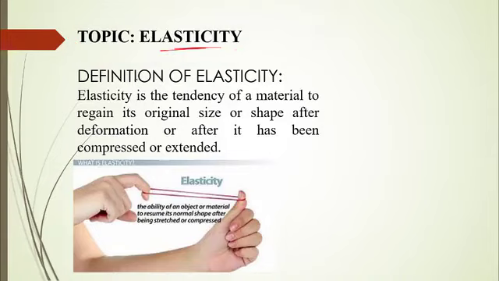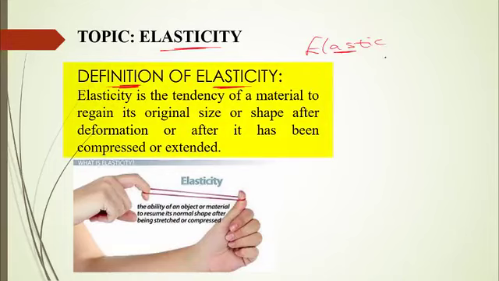Welcome back. At this point, let's look at the definition of elasticity. Of course, you know what the word elastic means. When we say a body is elastic, already we've talked about the elastic nature of liquids, which is known as surface tension. So elasticity simply refers to the tendency of a material to regain its original size or shape after it has been deformed or after it has been compressed or extended.